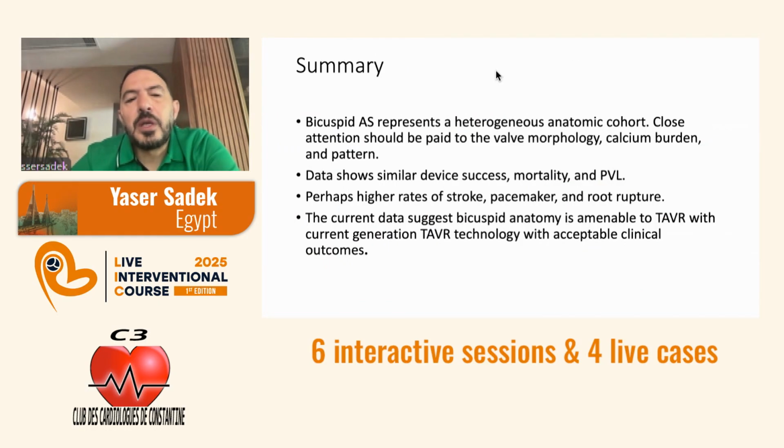So my summary is bicuspid aortic stenosis represents a heterogeneous anatomical cohort. Close attention should be paid to the valve morphology, calcium burden, and pattern. Data show similar device success, mortality, and paravalvular leak, perhaps higher rates of stroke, pacemaker, and root rupture. So we have to deal cautiously with the bicuspid aortic valve. The current data suggest bicuspid anatomy is amenable to TAVR with current-generation TAVR technology with acceptable clinical outcomes.